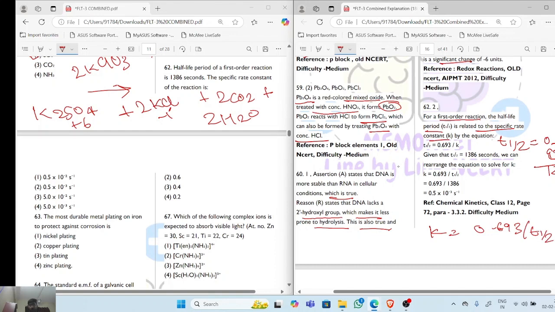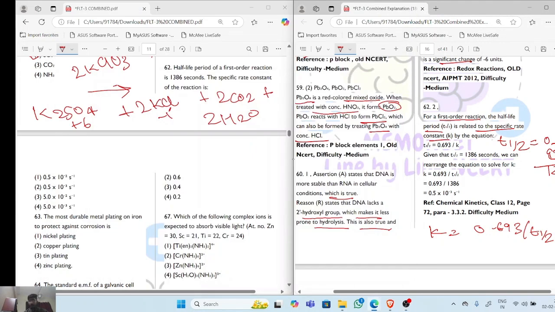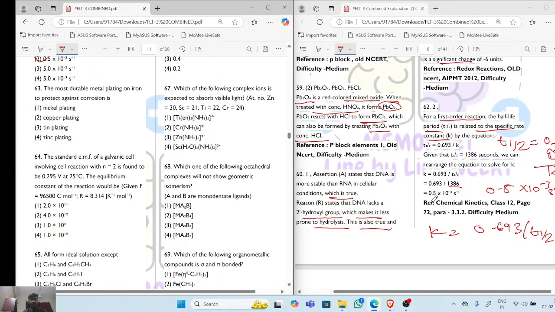So we can directly put in the value of t1/2, which is 1386, and we get the answer 0.5 times 10 raised to the power of minus 3, which is per second. So the correct answer will be option number 2. Now comes question number 63.